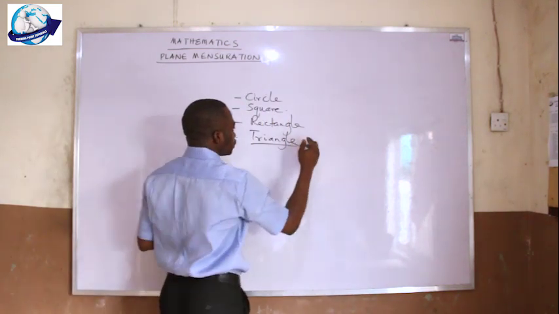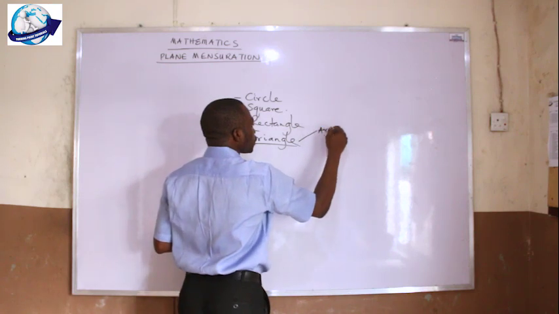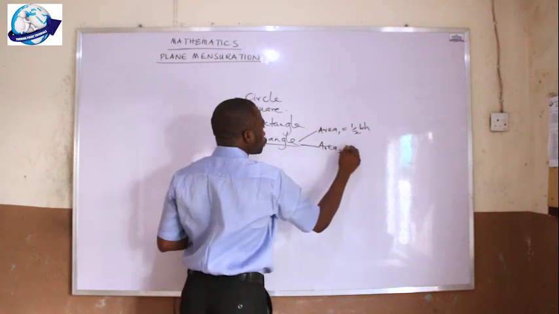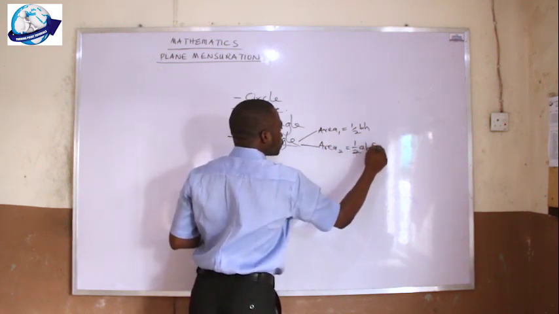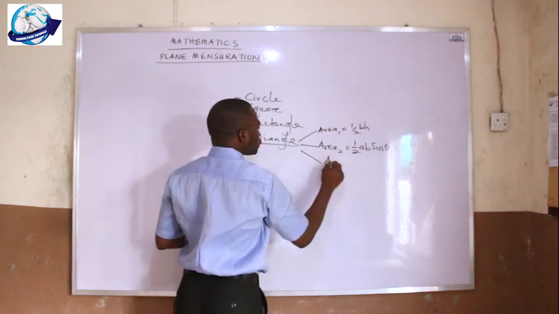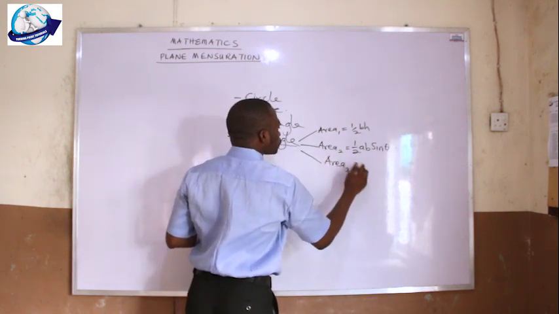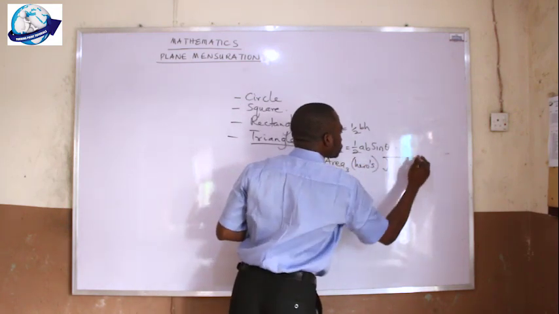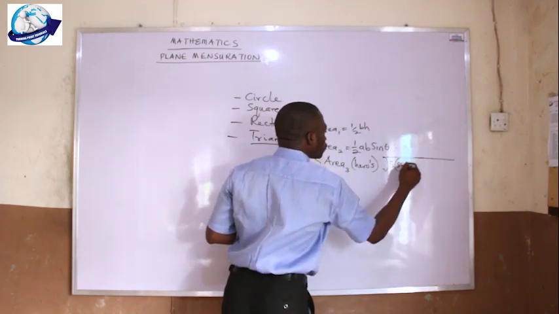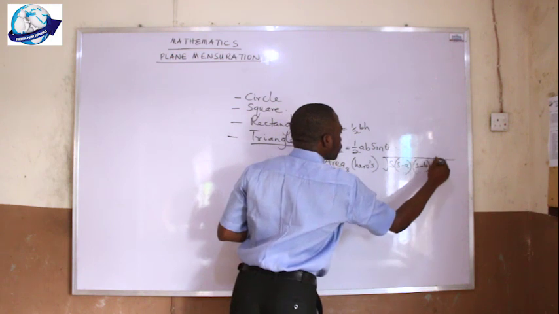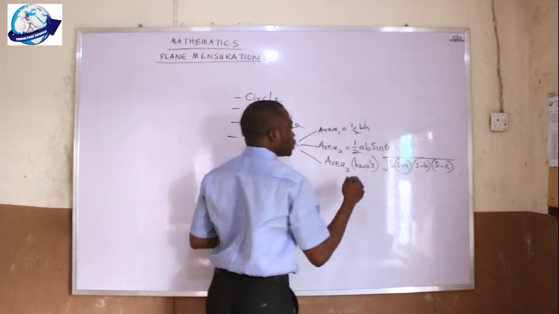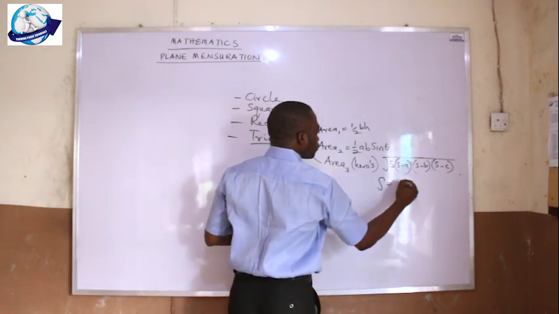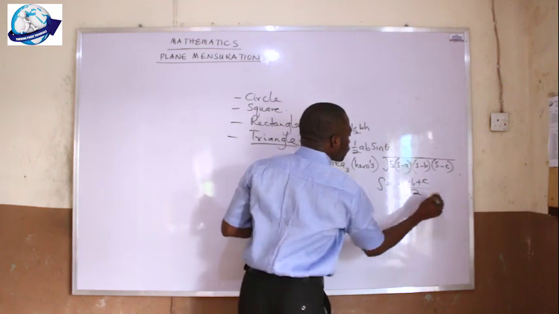Talk about area 1, recall: I said half base times height. Area 2, I mentioned half ab sine theta. And then area 3, Hero's formula, which is the square root of s into (s minus a) into (s minus b) into (s minus c). I said that a, b, and c are the sides of the triangle, and s is half the sum of the three sides, a plus b plus c divided by 2.